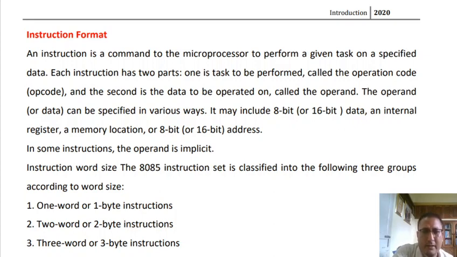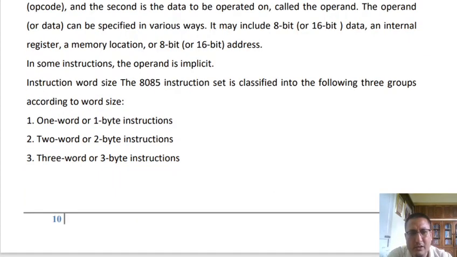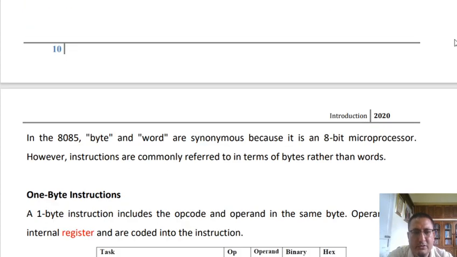Now, the 8085 instructions can be classified into three categories according to the word size. We can have a one-word or one-byte instruction, a two-word or two-byte instruction, and a three-word or three-byte instruction. These are the possible classifications of 8085 instructions according to the word size.